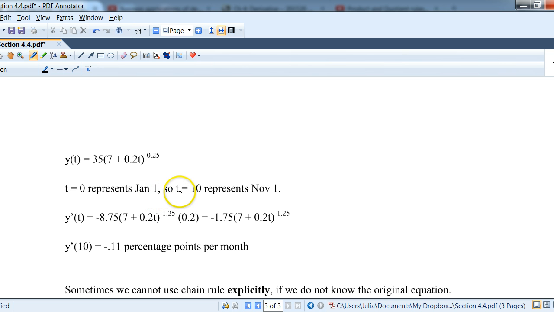We have to be careful how we count. So that means t equals 1 is February 1, and so on and so forth. So November 1 is actually the 11th month, but it's 10 months since January 1st. So you have to be careful how you count.